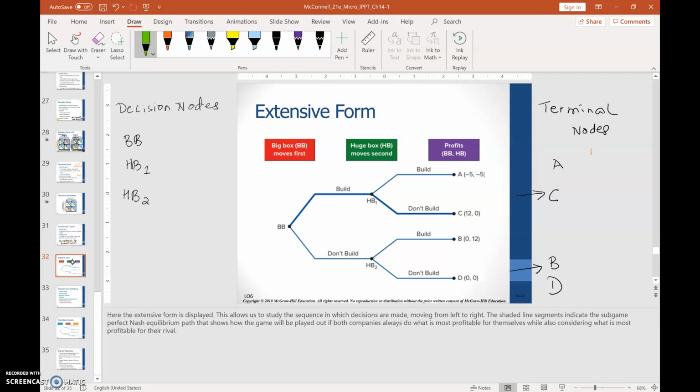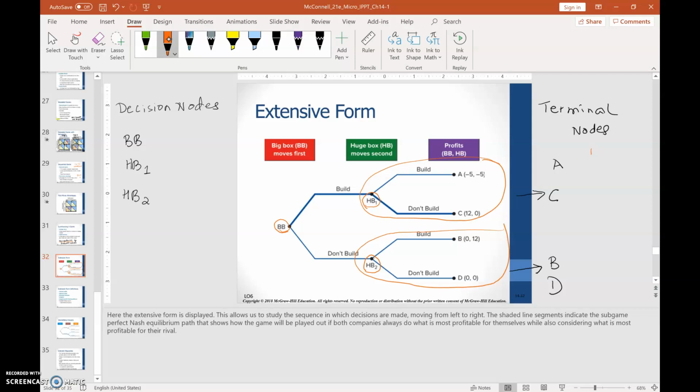So we have Big Box as the first mover and Huge Box as the second mover. We have three decision nodes, which are BB for Big Box, who chooses to build or to not build. Then we have HB1 and HB2. These are for Huge Box. Huge Box can also choose to build or to not build. And we have two mini games here, this one and this one, and these are called subgames.